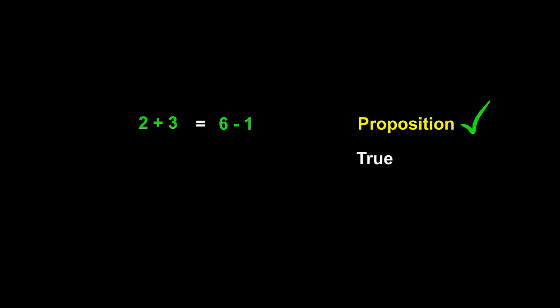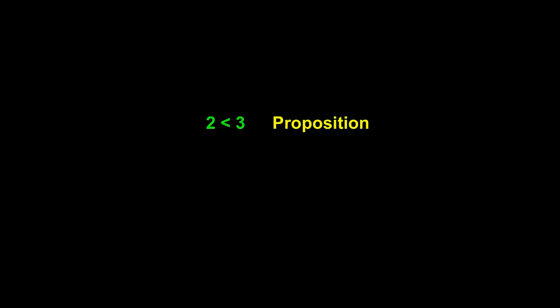So the equal sign indicates that both objects refer to the same object, and therefore we say that they are equal. A proposition can be expressed in many ways. For example, the proposition 2 less than 3 and the proposition 3 greater than 2 are the same proposition. Therefore, we put the equivalence sign between them. So 2 less than 3 is equivalent to 3 greater than 2.